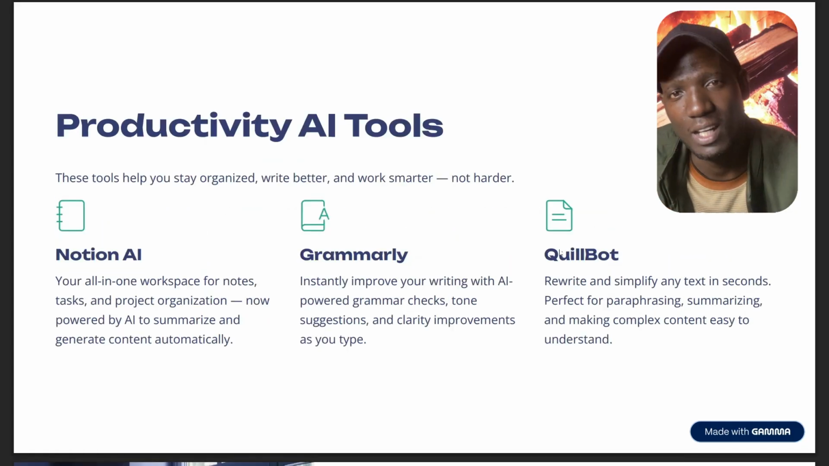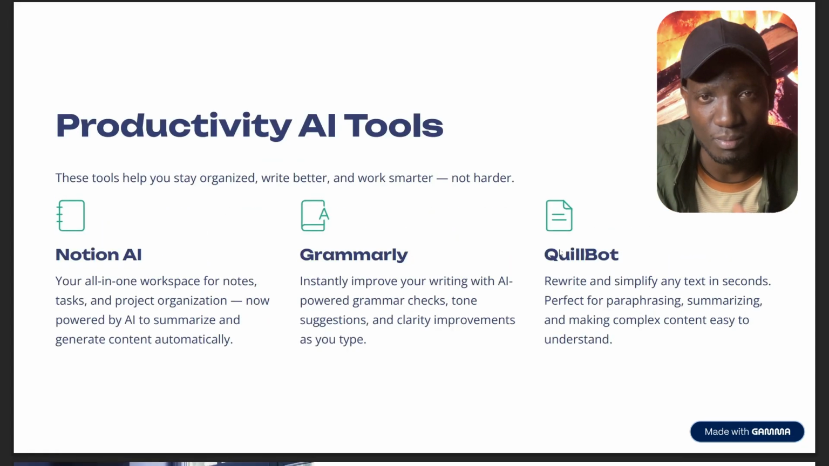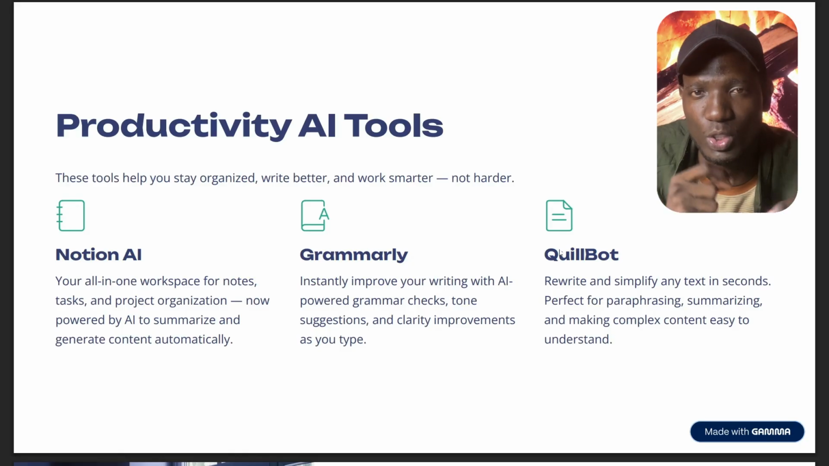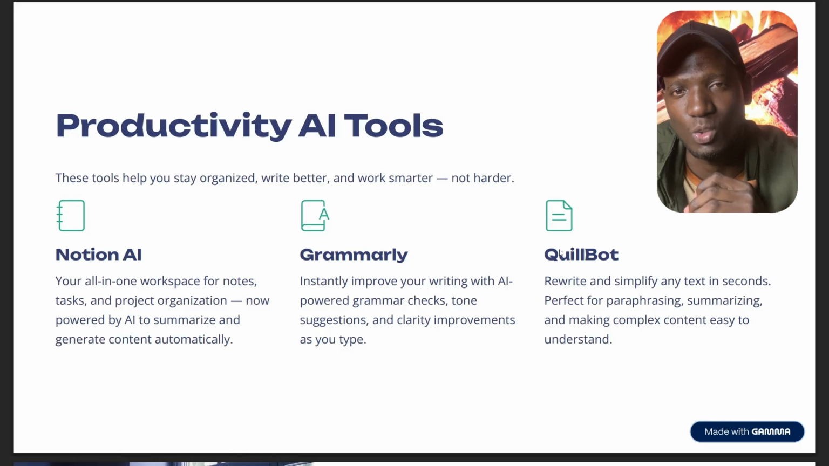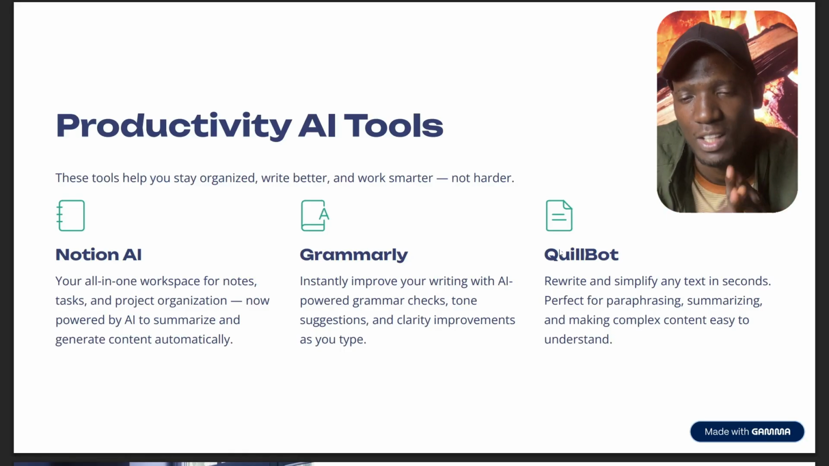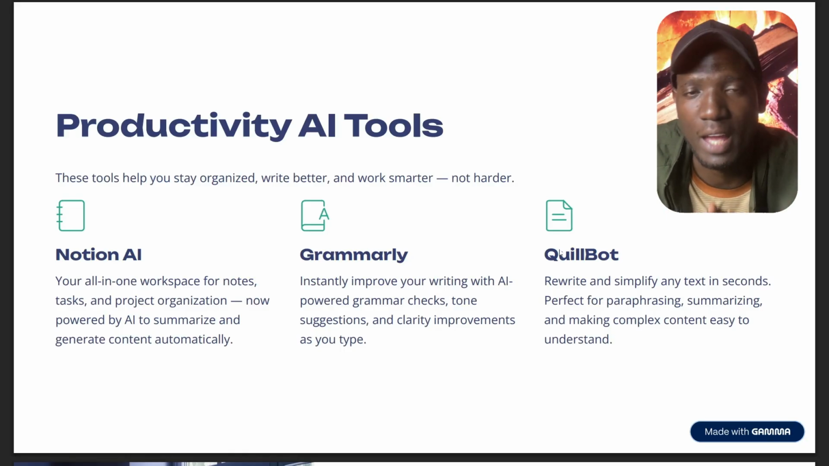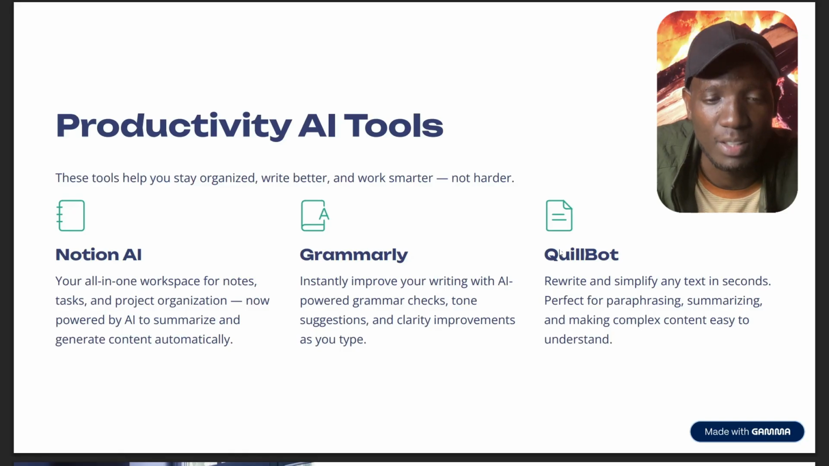So from there, after testing all these chat AI tools, you're going to go to productivity tools. So the next step is going to the productivity tools now. That is like the second level, the advanced stage of AI. This is where you're going to test tools like Notion AI. You're going to use tools like Grammarly. You're going to use tools like Quillbot.